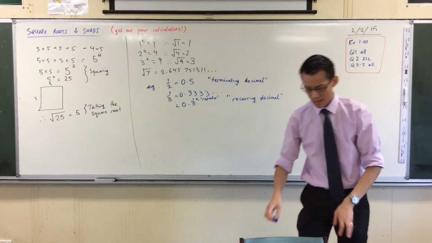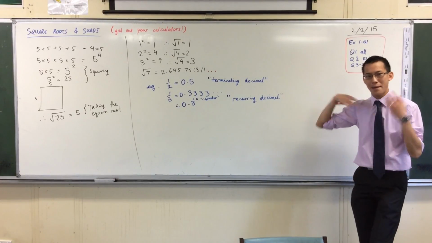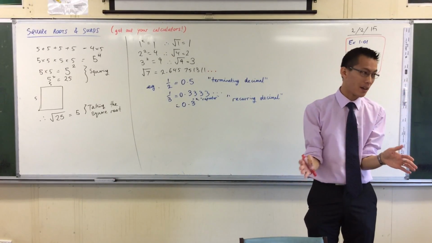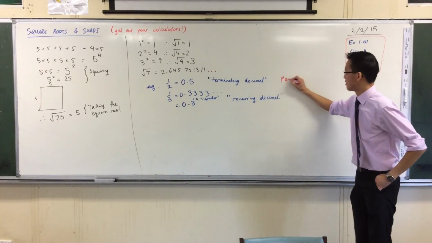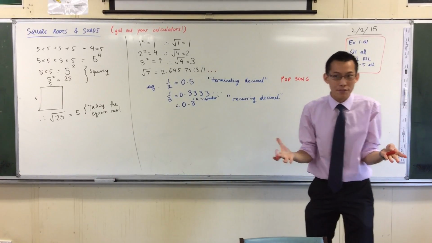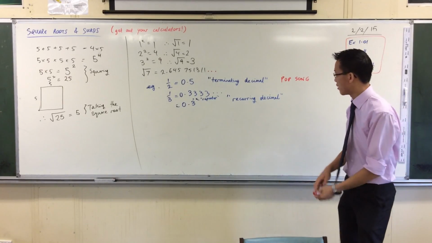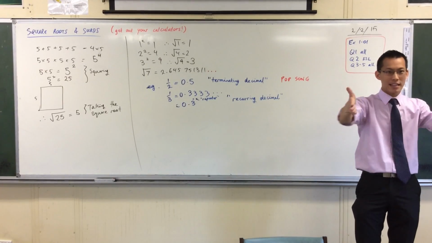Let me give you a musical analogy, because I like music. What's a terminating decimal? If you imagine a terminating decimal like a piece of music, it's kind of like a pop song. How long is a pop song? 3 minutes, 4 minutes, 3.5, something like that. Very seldom will you get a song much longer than that. My point is, it starts and it ends. That's it, that's the song.